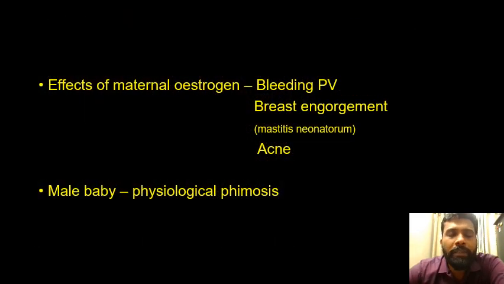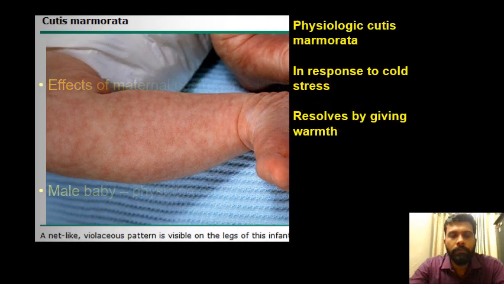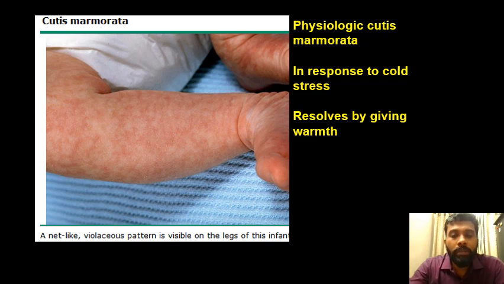Next, a few other problems are bleeding per vaginum, breast engorgement, also mastitis neonatorum, which we already mentioned, and neonatal acne, that is essentially milia only, and male babies will have physiological phimosis, which is normal till 1 year of age. This is cutis marmorata, or to be more specific, physiological cutis marmorata. This happens in response to cold stress and is resolved by providing warmth to the baby. It is a net-like violaceous pattern, usually visible over the legs, abdomen, and trunk.